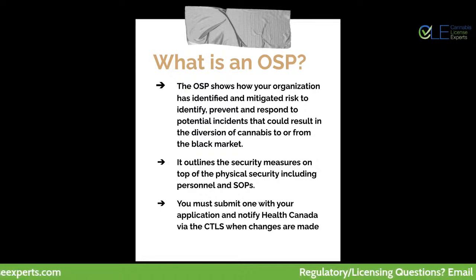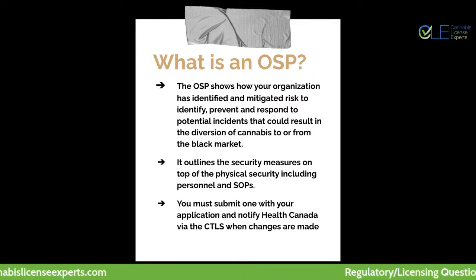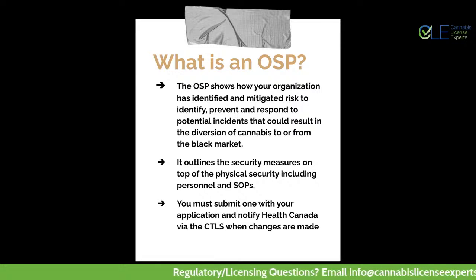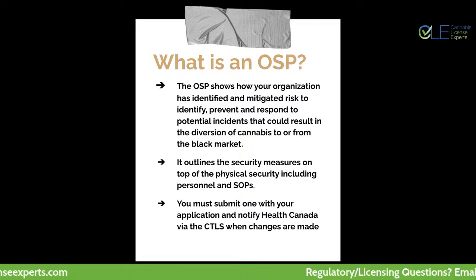So what is an OSP? An OSP shows how your organization has identified and mitigated risks to prevent and respond to potential incidents that could result in the diversion of cannabis to or from the black market. It outlines the security measures on top of the physical security, including personnel and your standard operating procedures. You must submit one with your application and notify Health Canada via the CTLS whenever changes are made once your license has been issued.